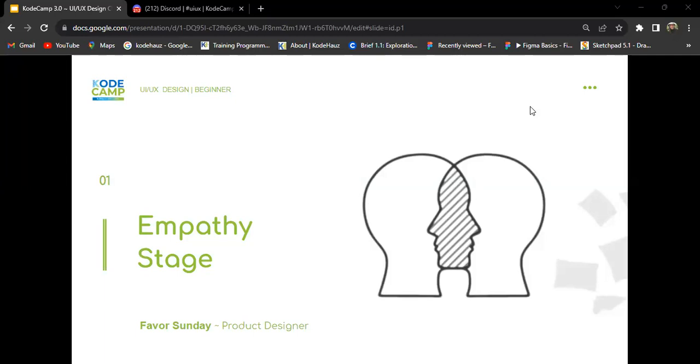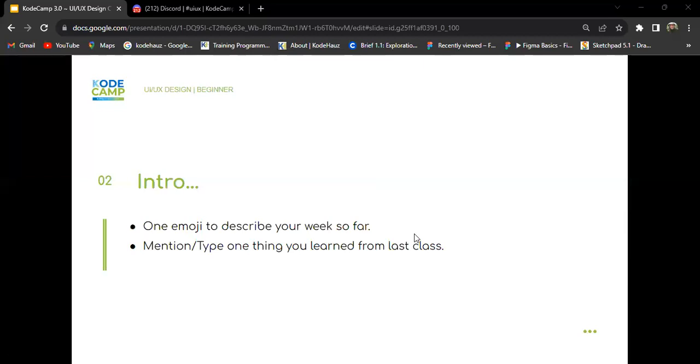How are we all doing? How is your week going so far? You can use the chat session. Have you been practicing on Figma? What's the latest? What have you learned? Okay, Chuku, why are you sad? So, our tradition, right? We're just going to drop an emoji to describe your week so far. If you learned a thing or two, feel free to share. Questions? Why are you angry?